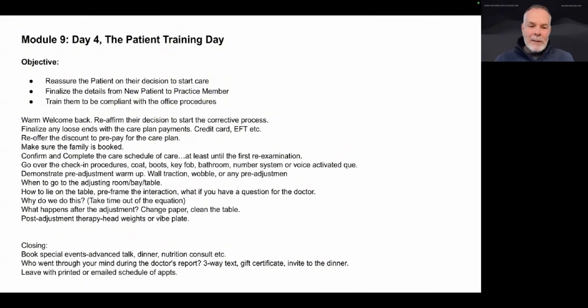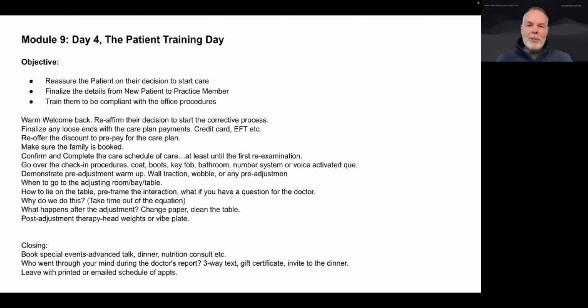So we finalize any loose ends with the care plan. So that was what the team would do. First of all, if there's any loose ends, if they didn't get the credit card details, if the credit card didn't go through, or the automatic payments or EFT wasn't finalized, that will all get done at this point. So we want their payment plan done.